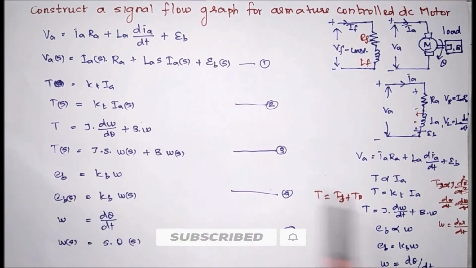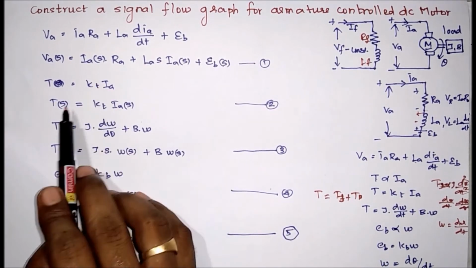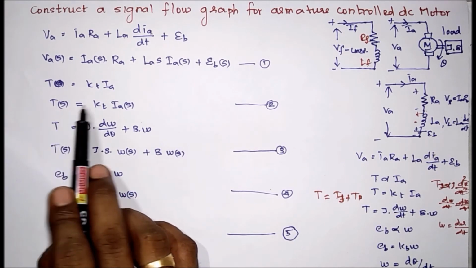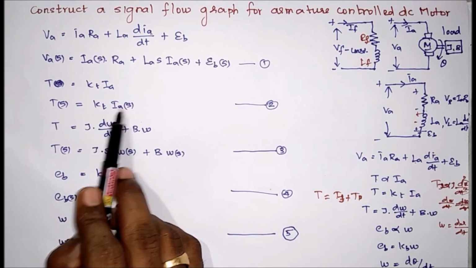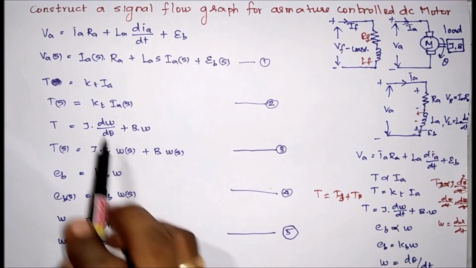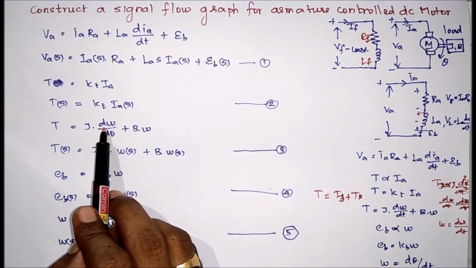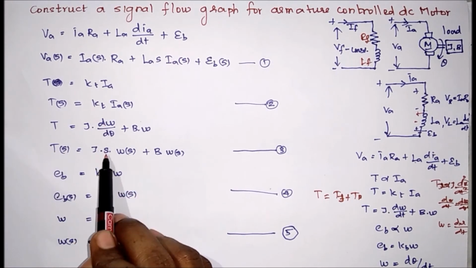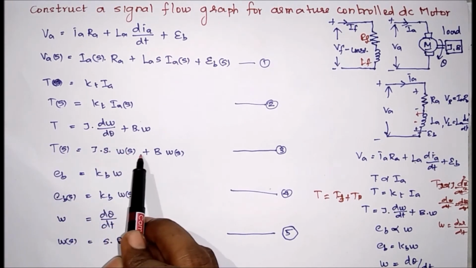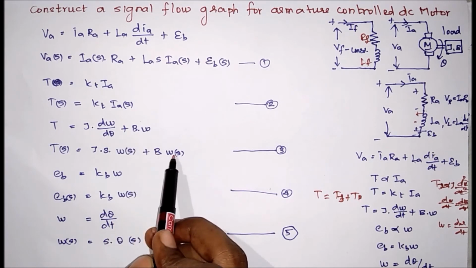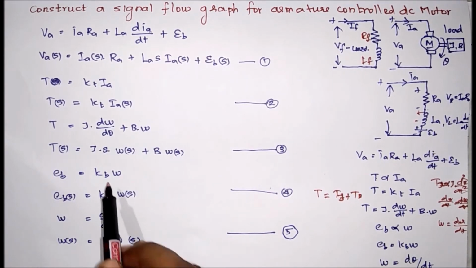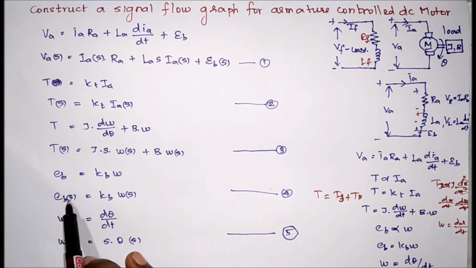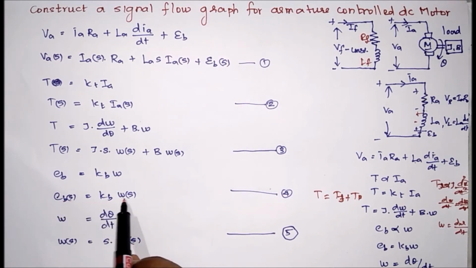Similarly, we can write this equation. For this, we have to take the Laplace transform. We will get T of s equal to Kt into Ia of s. Now we take the next equation and apply the Laplace transform. Therefore, T of s equals J into s omega of s for the derivative part, plus B into omega of s. Then we take the equation Eb equal to Kb into omega, whose Laplace transform is Eb of s equal to Kb into omega of s.